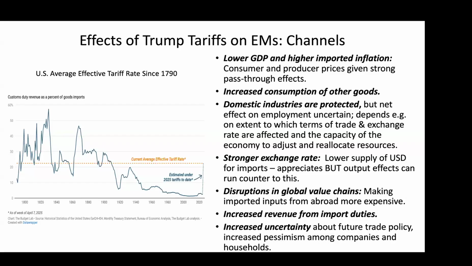So that's sort of the Trumpian view of the world: people will switch away from really expensive Mexican avocados to American substitutes. Doesn't always happen. The big plank, though, in the MAGA movement or in the Trump view of the world is that domestic industries then are protected.